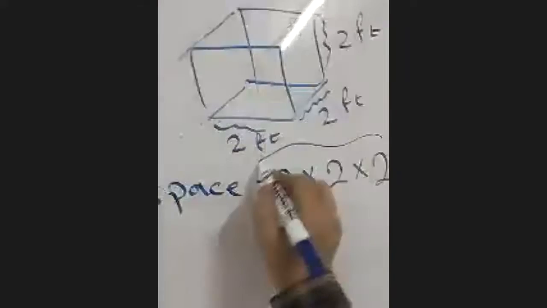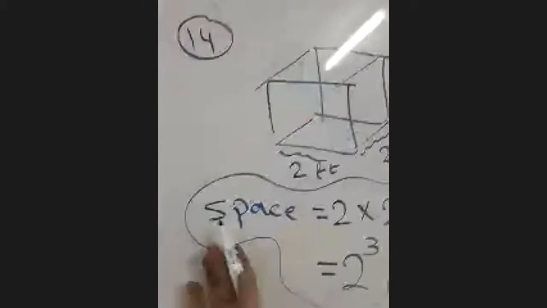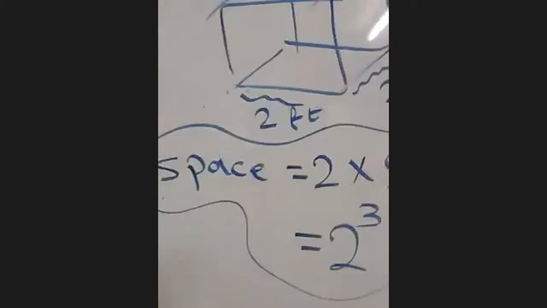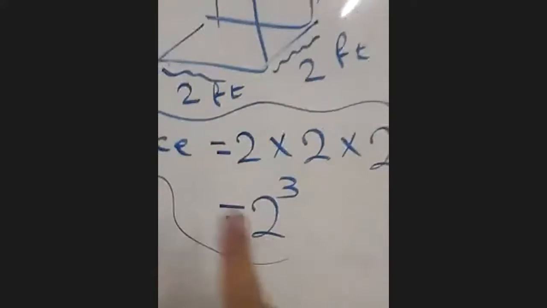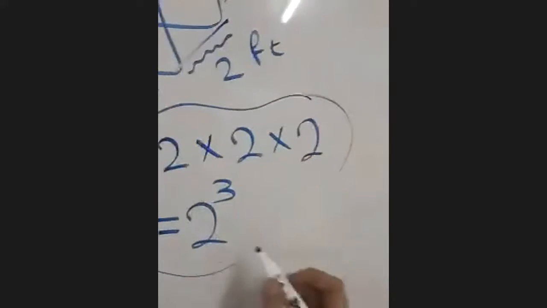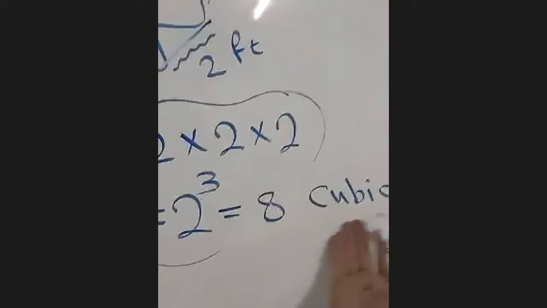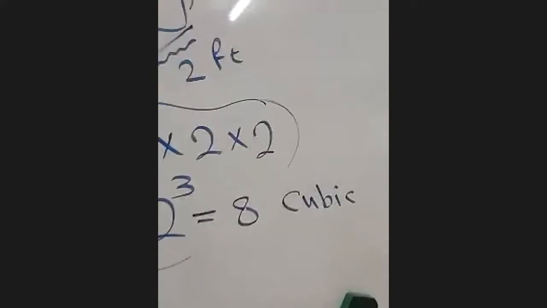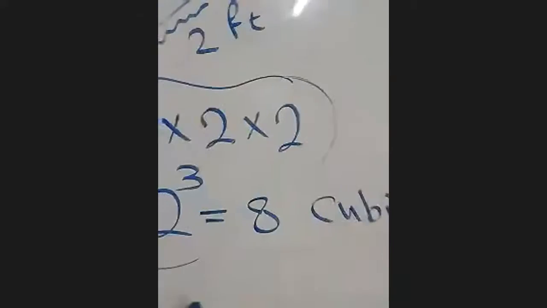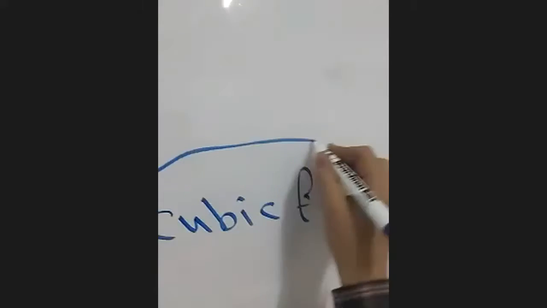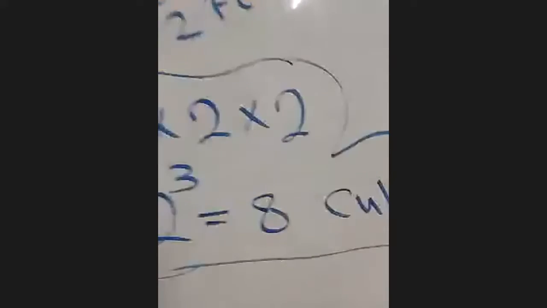So copy this answer, guys. Later on, when you get older, inshallah, you will call it volume. But now in this question, we call it the space. So how do we find the final answer? 2 times 2 times 2, 4 times 2, 8. So this is equal to 8 cubic. Why cubic? Because we are talking about space, 3 dimensions. So 8 cubic what? The unit is feet. So 8 cubic feet. This is the answer. You will copy it very well.